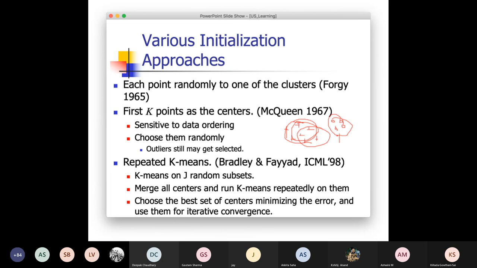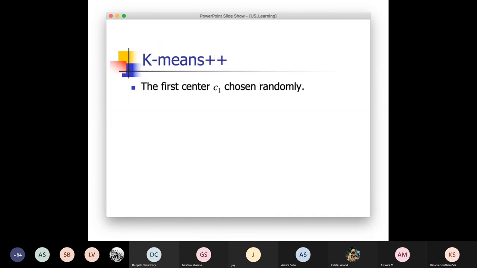So choose the best set of centers, minimizing the error, and use them for iterative convergence. You can do this in various ways. I should say another popular extension of k-means is called k-means++. This is used in many cases, and it is very popular as a variation of k-means. Let us try to understand what it does algorithmically.